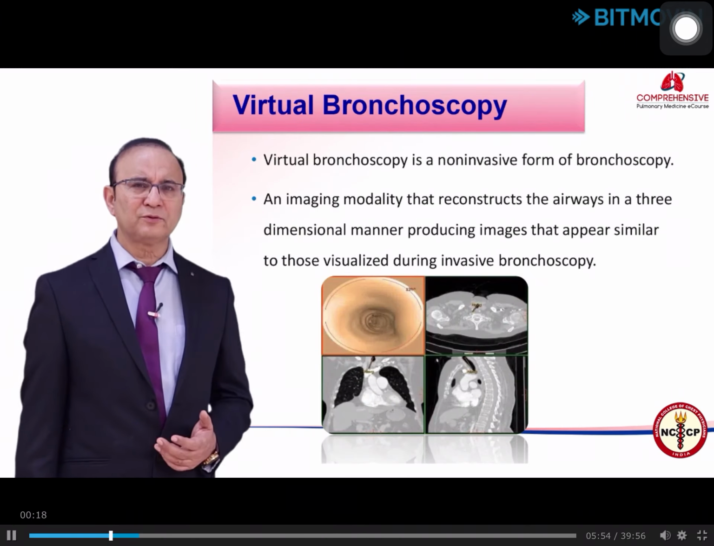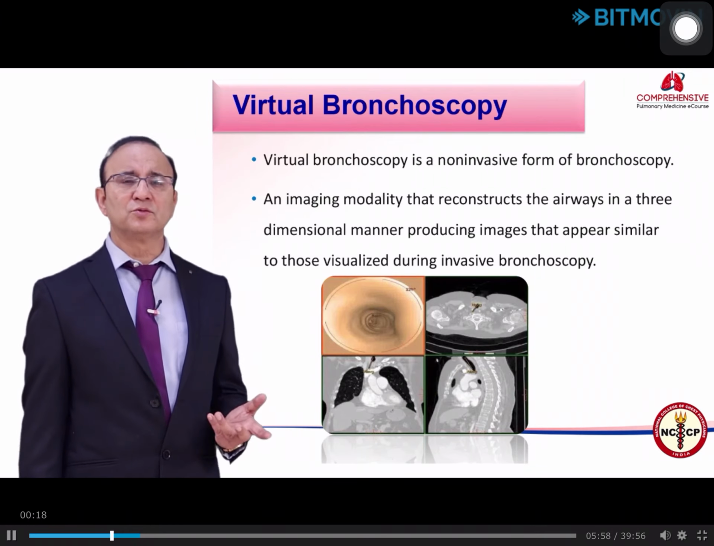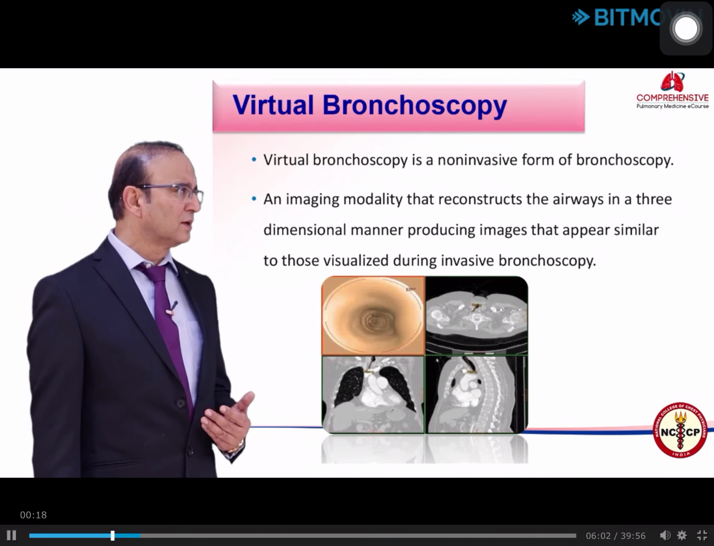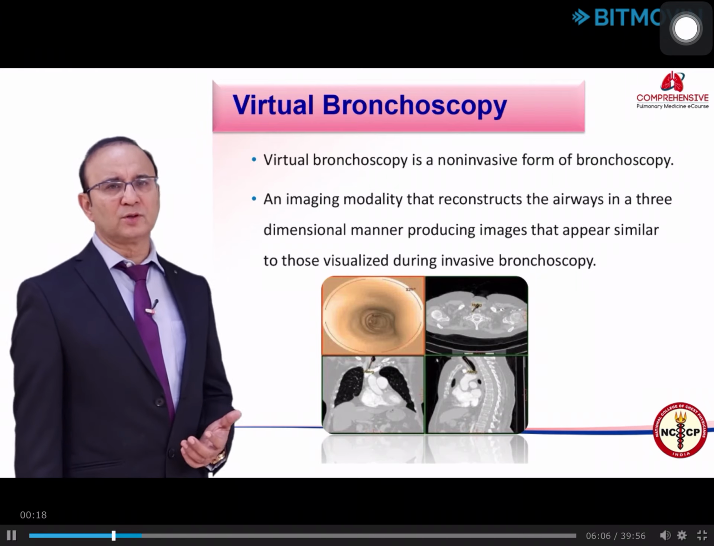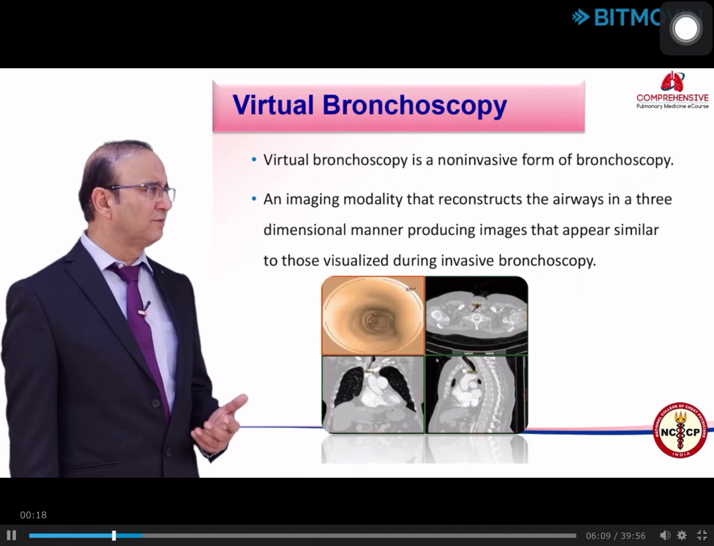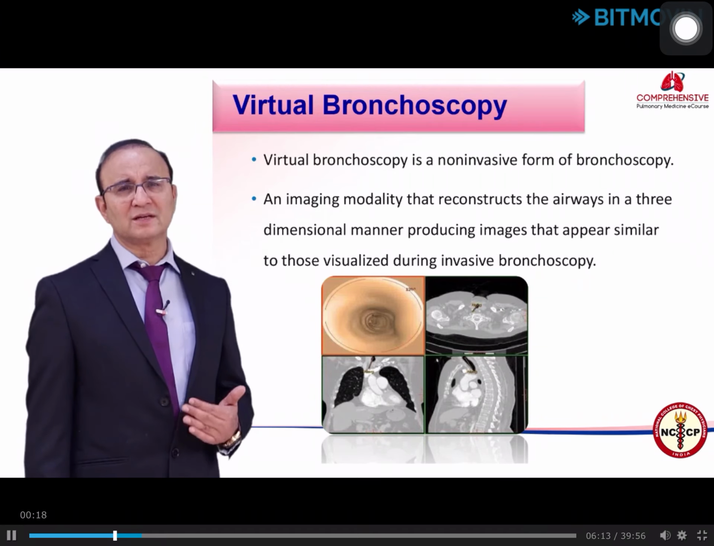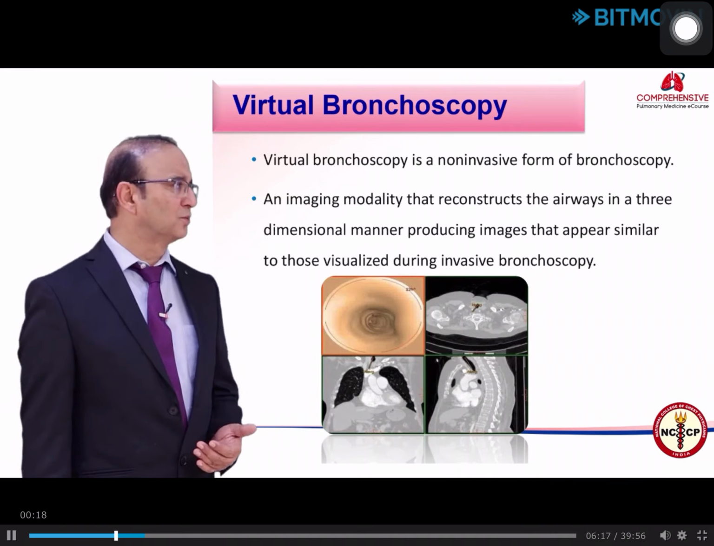The third type of bronchoscopy is virtual bronchoscopy. It doesn't use any instrument. It is a non-invasive form of bronchoscopy. It's not an endoscopic procedure, but rather an imaging modality that reconstructs the airways in a three-dimensional manner, producing images that are similar to those visualized during invasive bronchoscopy.